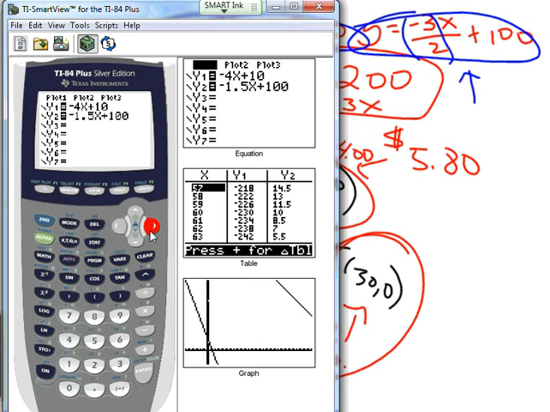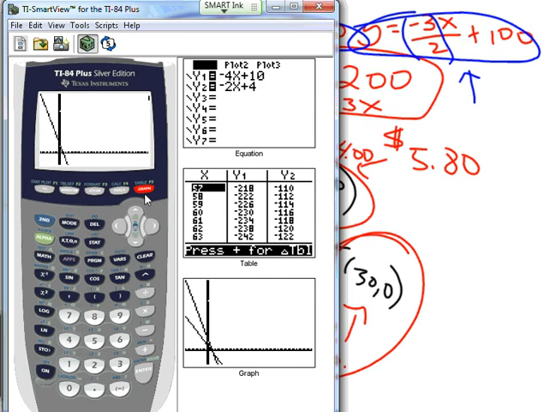Anyway, well, let's make this a negative 2x plus 4. There. Make graph on that one. Okay. Now where are those crossing?